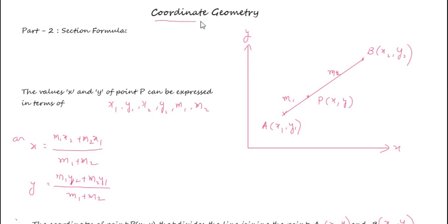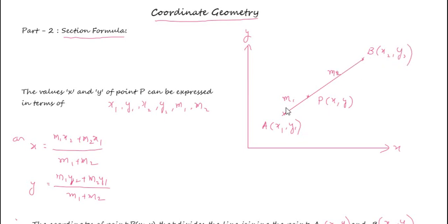Coordinate geometry. This is the second module under this chapter. Part 2, we are going to discuss section formula here. Let us try to understand what is meant by section formula. We have here 2 points A and B. Coordinates of A are x1, y1, B are x2, y2.